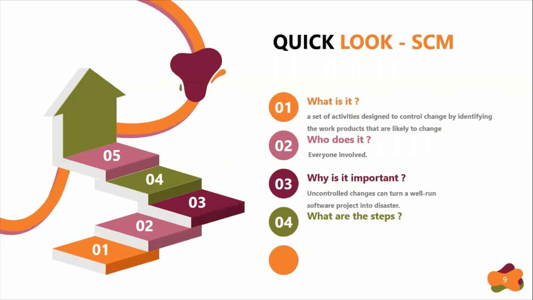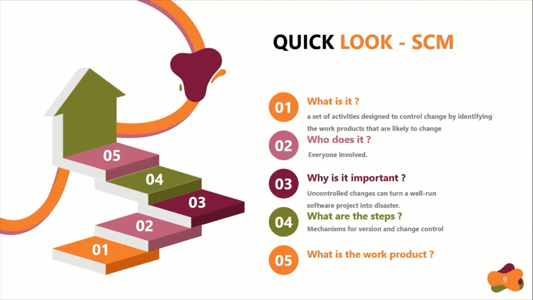What are the steps? Because many work products are produced when software is built, each work product should be uniquely identified. Once this is accomplished, mechanisms for version and change control can be established. So we need to define some mechanisms to manage the different versions and the changes of the work products.